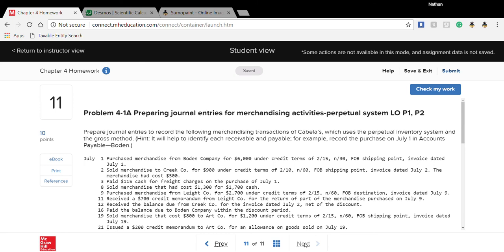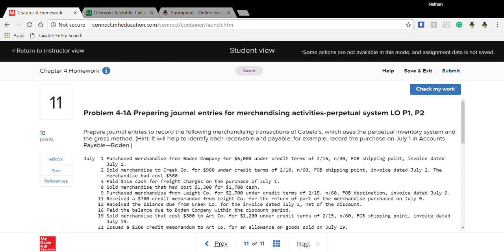Okay? So all these have actually been done already in the prior questions. All this is seeing where Cabela is the buyer or the seller. Notice again, it tells you a hint on identifying each receivable and payable. Again, since we're dealing with multiple accounts, we want to make sure we get the right receivable and right payable.